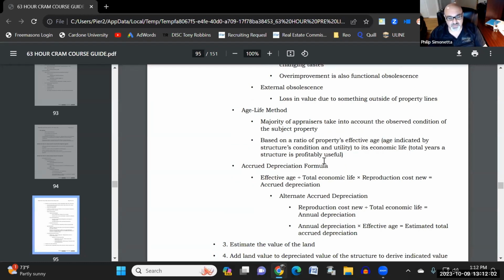Accrued depreciation formula. Remember, you have to take the effective age divided by the total economic life, and that'll give you the reproduction costs new. Okay, and that equals the accrued depreciation.